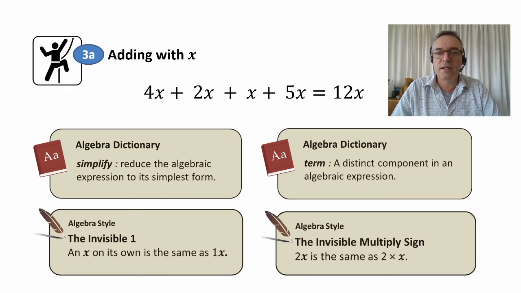We also looked at the invisible 1. Notice that the third term has only just got x, not 1x. And that's a style thing. We could write 1x, but normally we don't. And finally, another element of style. Almost always, when we multiply, we don't write the multiply sign in algebra. So the 12x as our answer is also the same as saying 12 times x.